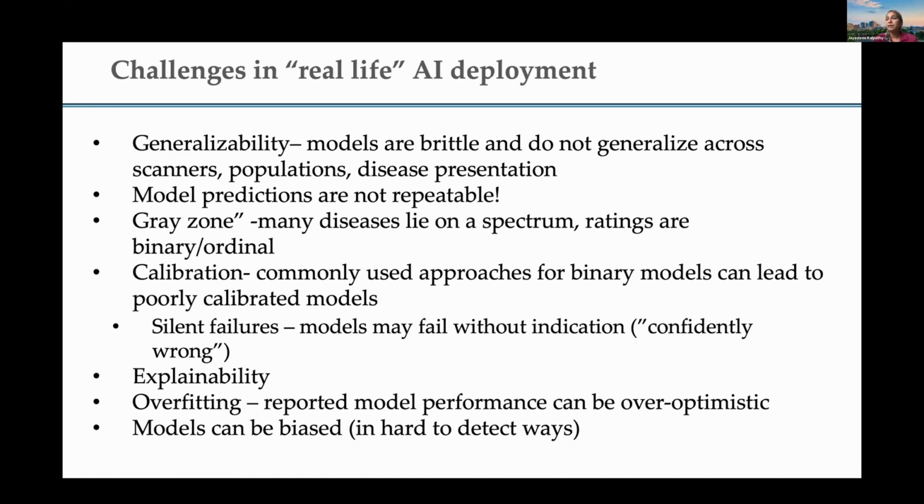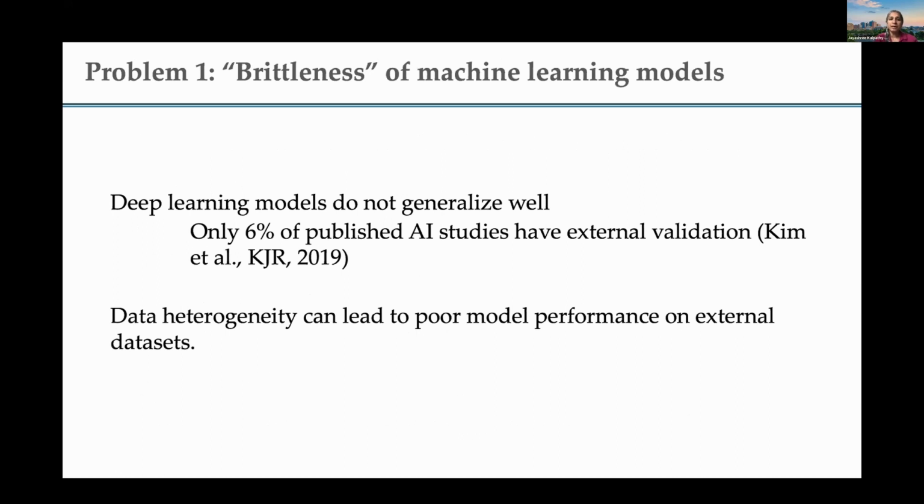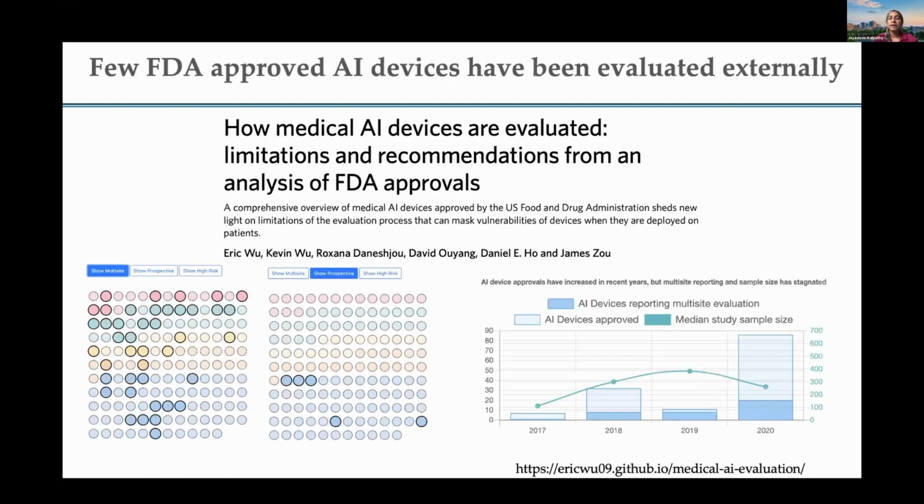Models can be biased, and this can be in different ways. Again, since you're learning from historical patterns, you can learn those patterns, encode and propagate these biases. So we have to be quite careful about making sure that we assess the models for bias. So the first problem is the notion of this brittleness. This was from a couple of years ago, but deep learning models often do not generalize well, and very few studies have actually looked at external validation. The data heterogeneity can lead to poor model performance on external data sets.